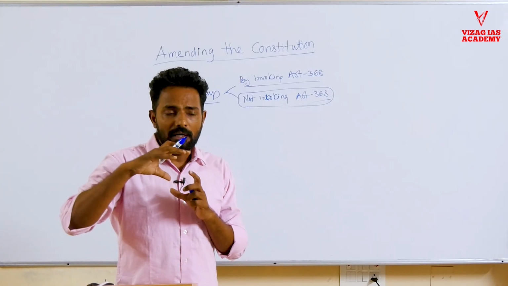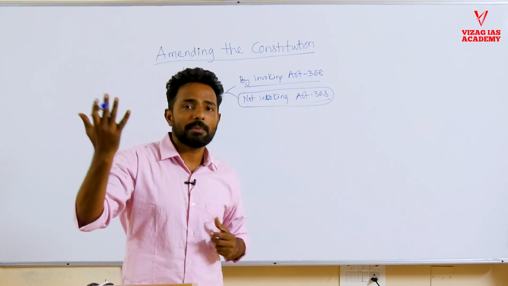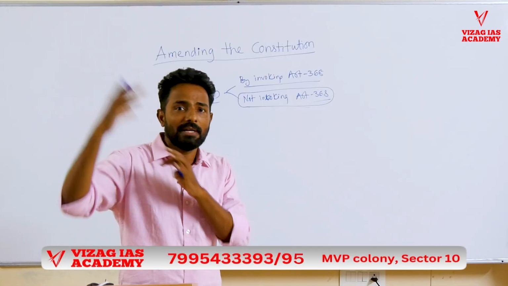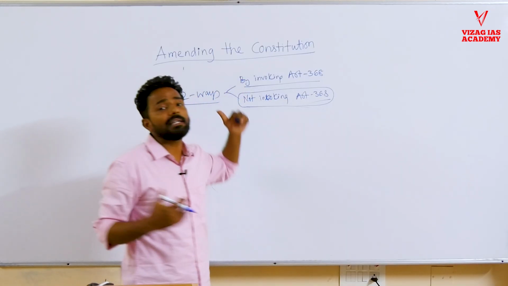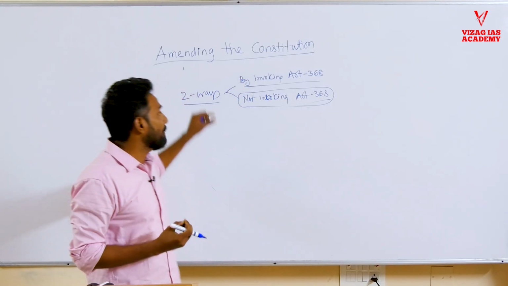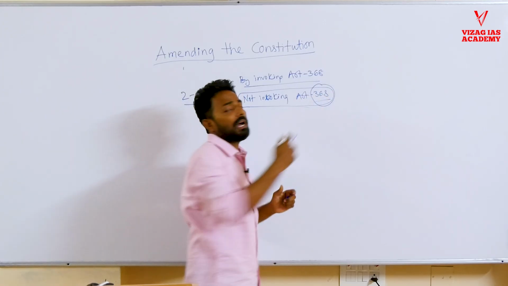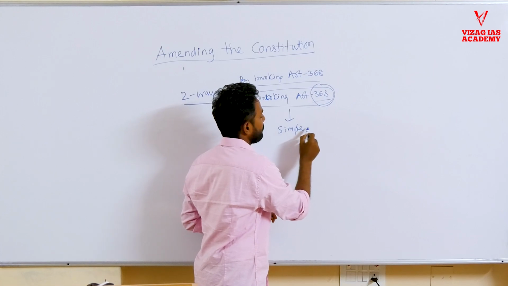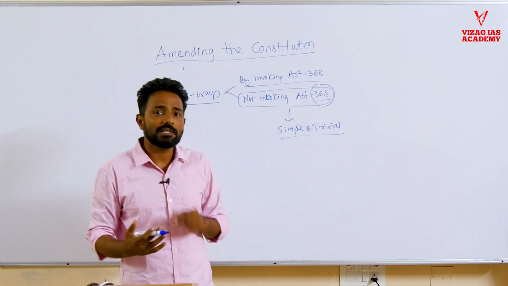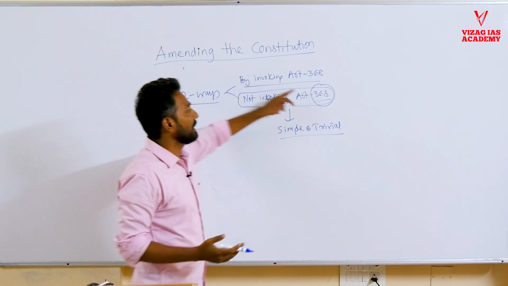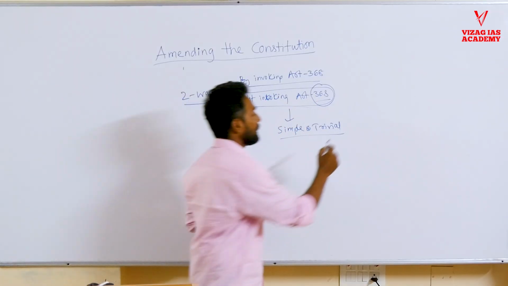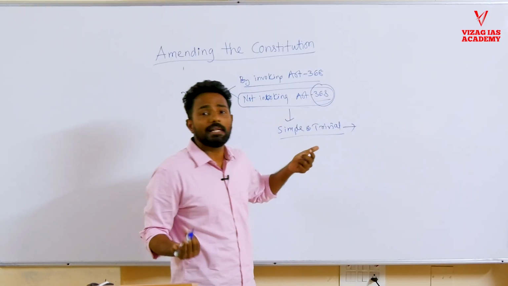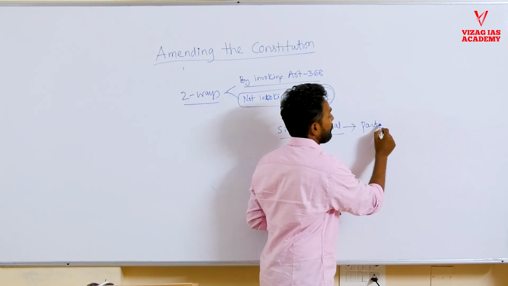Within it, some aspects are relatively the most important, and some are relatively unimportant. It is not that there is nothing unimportant in the constitution, but when compared to the most important, there are certain trivial and simple issues. To amend them you don't need to invoke or use Article 368. They are simple and trivial matters, and we can amend the constitution easily without invoking Article 368. What are those trivial matters?